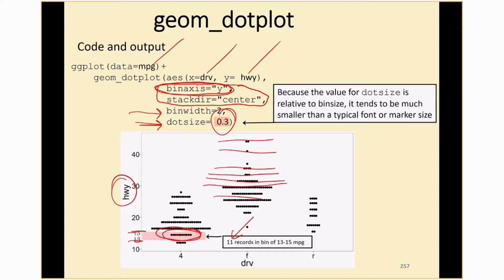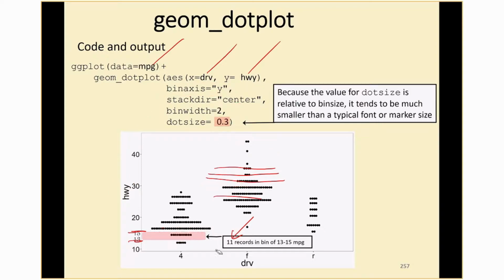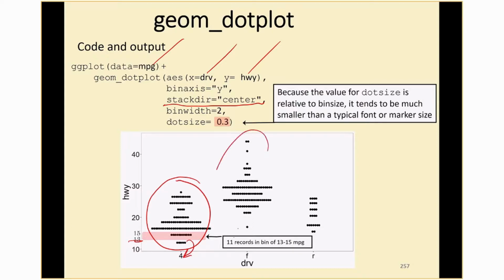The whole idea about this stack direction equals center is you've got a cluster of points here that are centered over the 4. You've got a cluster of points here that are centered over the F, and a cluster of points here that are centered over the R.